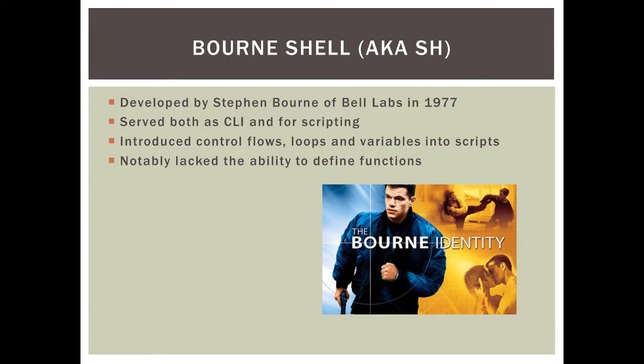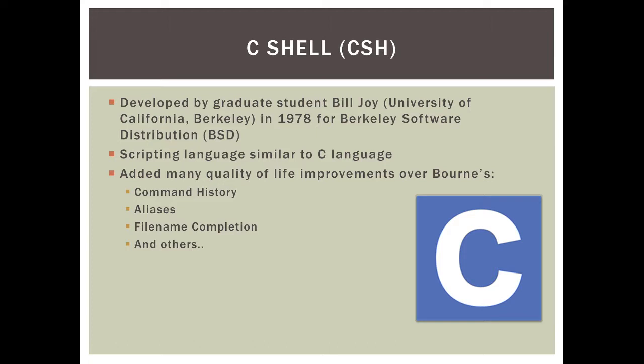which is something that the next shell would have, the C shell, or CSH, which was developed by graduate student Bill Joy at the University of California, Berkeley, in 1978 for Berkeley Software Distribution. It was developed alongside the previous shell, the Bourne shell. At the same time, it just happened to be released a year later.